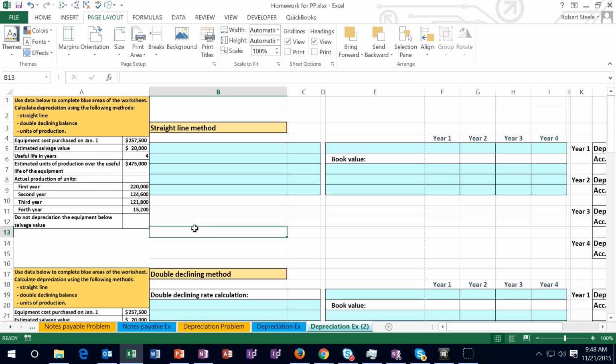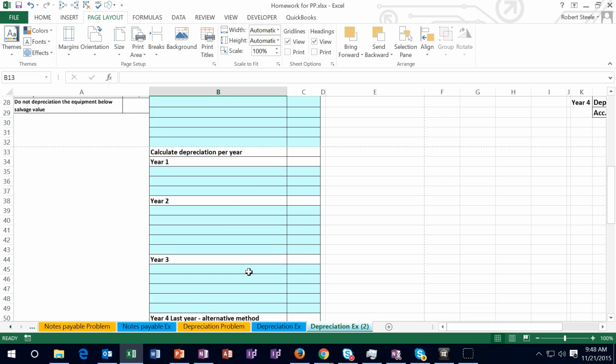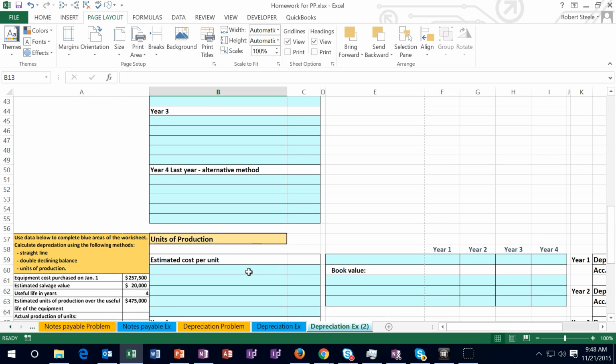Hello, in this lecture we'll take a look at a problem related to depreciation. We'll be calculating depreciation 3 different ways. In this lecture we'll be working on the straight line method, then we'll move to the double declining method, and then we will move to the units of production method.